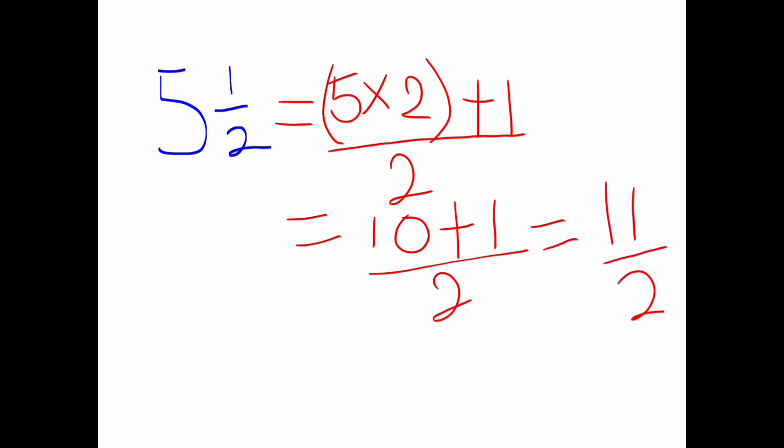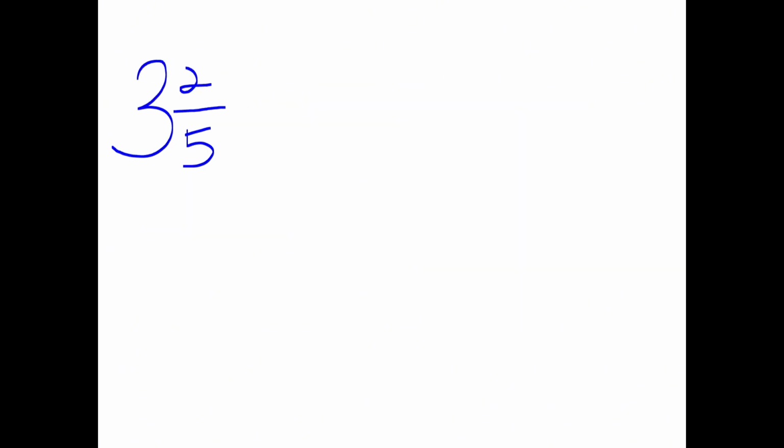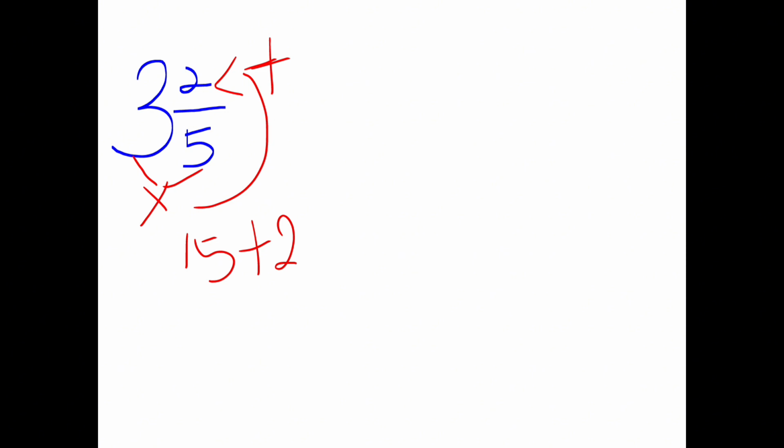Do you understand? If you don't, you still have a chance. Here is simply what we do. Here we have 3 whole number 2 over 5. You multiply your whole number and your denominator. That gives you what? 15, right? Then you add your numerator to it. And that gives you what? 17, right? Very good. And your denominator remains the same. Do you understand?